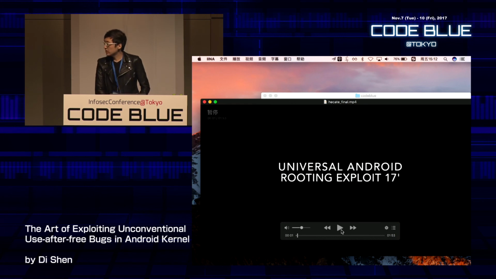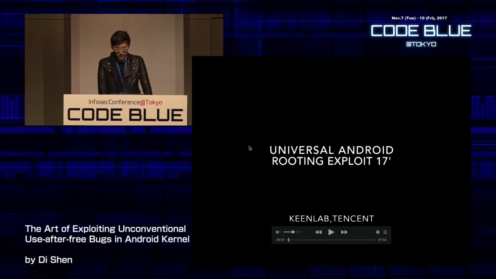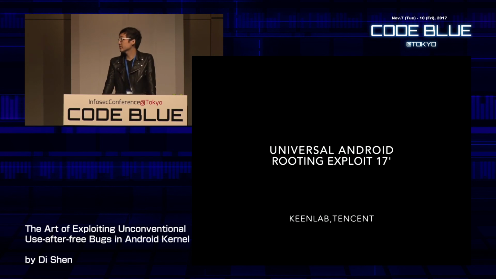Actually, it's a new universal rooting exploit I just made this year, because in the presentation I showed you two vulnerabilities that were found by myself last year, and one of them is a universal vulnerability, and I just got a new universal vulnerability this year. Universal means that you can use this vulnerability to gain root privilege on every Android mobile system. And yeah, let's just start it.